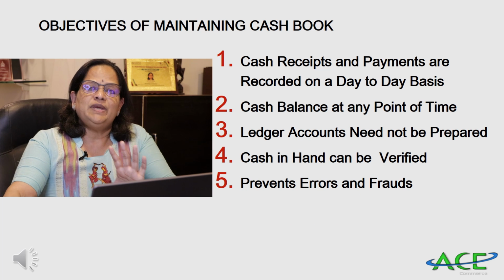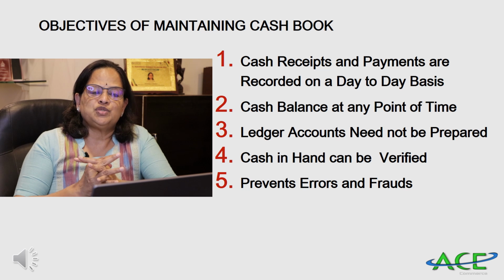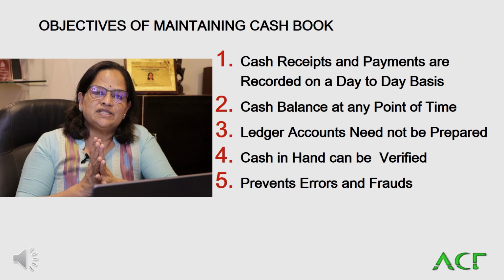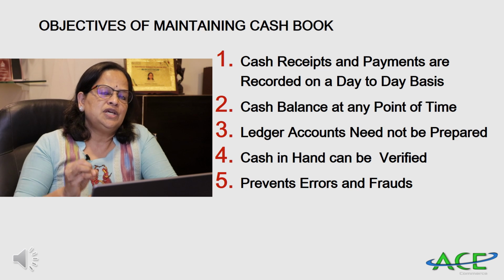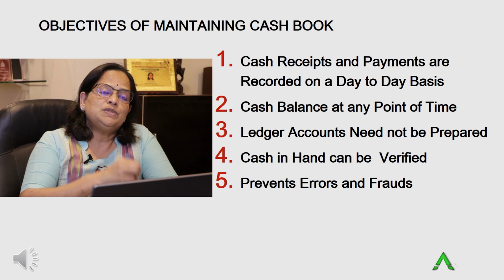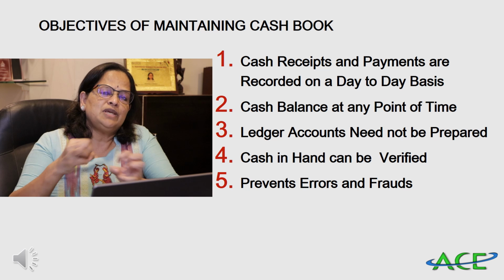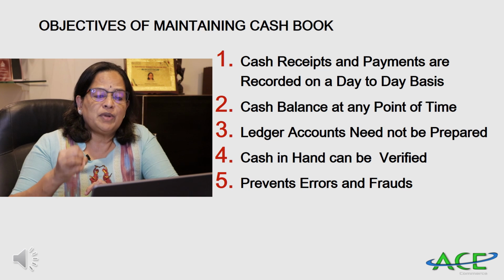Now objectives of maintaining cash book. You should know what is the need for maintaining cash book. Cash receipts and cash payments are recorded on a day-to-day basis. Misappropriation is possible with cash. Whoever handles cash has to be trustworthy, otherwise they will misappropriate cash. If a cashier is having problems with his personal finance, then he will attempt to take office money and misappropriate it. So cash is prone to misappropriation easily.